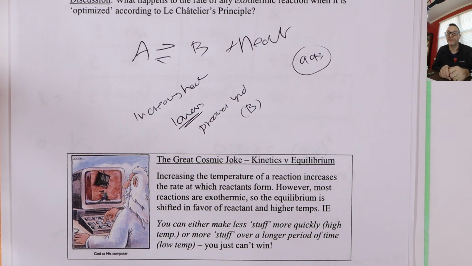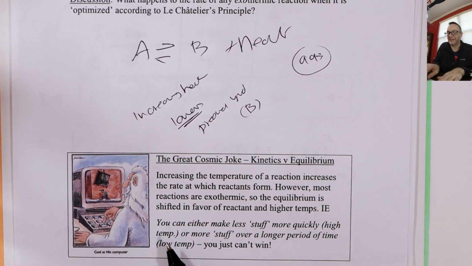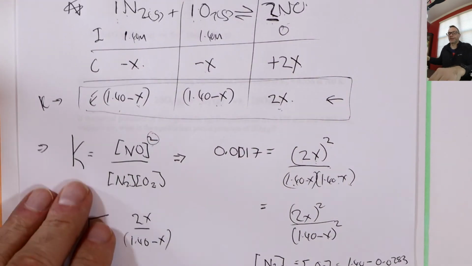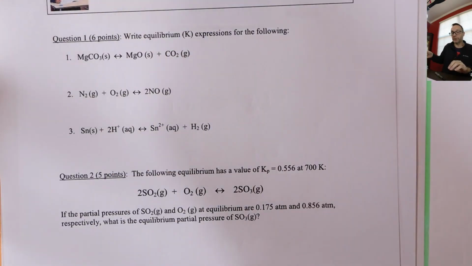Okay, I hope you got that one. So that's kind of interesting. You just can't win. So as I say down here, you can make less stuff fast, high temperature, or more stuff slow, low temperature. You can't win either way. All right, that was our previous question. There was one more thing.